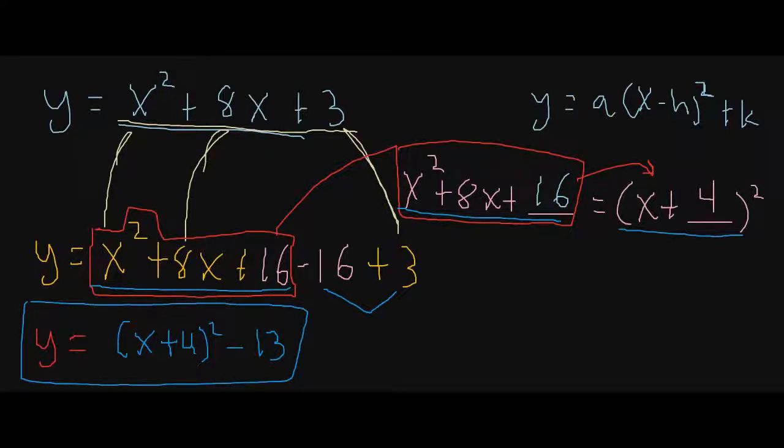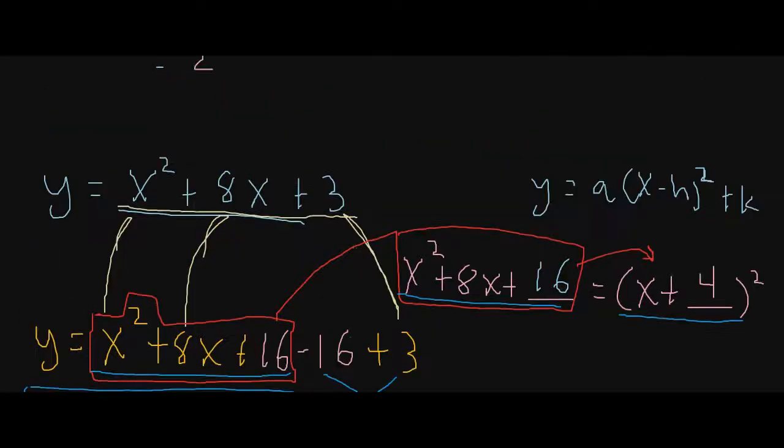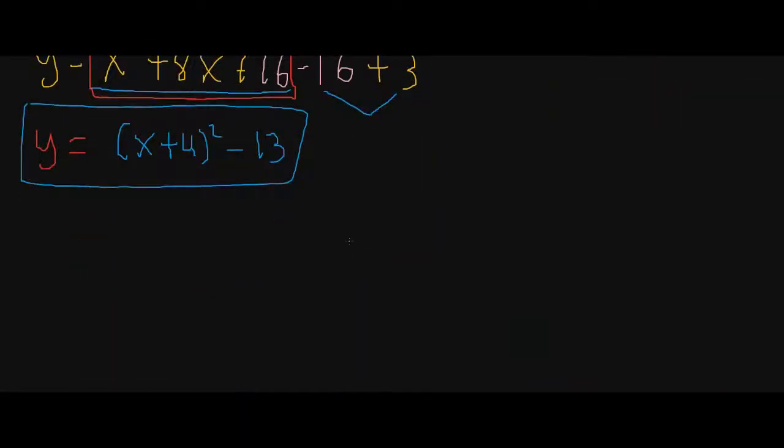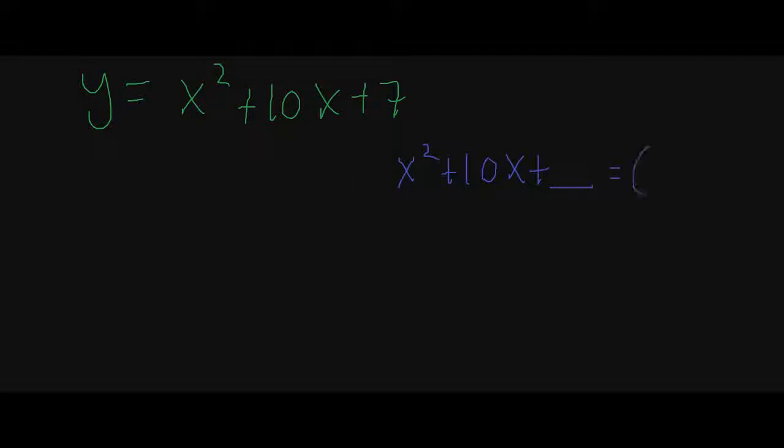So we just saw with one problem how to go from general to vertex form. So let's go ahead and do one more problem. Why not? Let's go ahead and do y is equal to, let's say, x squared plus 10x plus 7. And we want to convert this to vertex form. So the first thing we always do is ask what number we need to add on the outside to get a perfect square. So I'll do the same thing we did before.